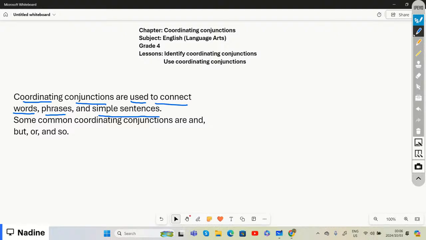All right. So we said coordinating conjunctions are used to connect words, phrases, and simple sentences. And some of our most common coordinating conjunctions are words like and, but, or, so. That is our most common coordinating conjunctions, which is and, but, or, so.